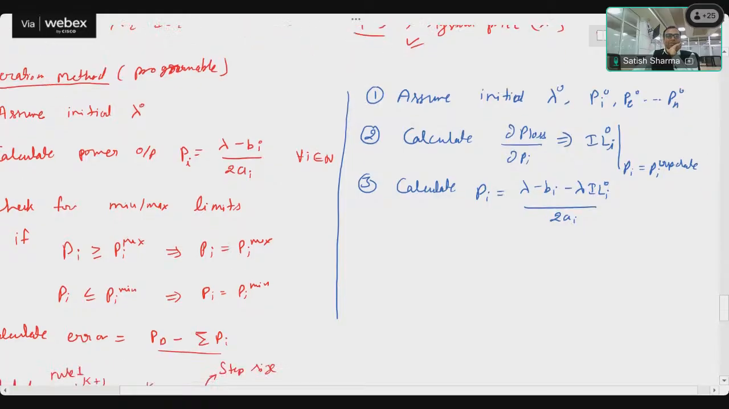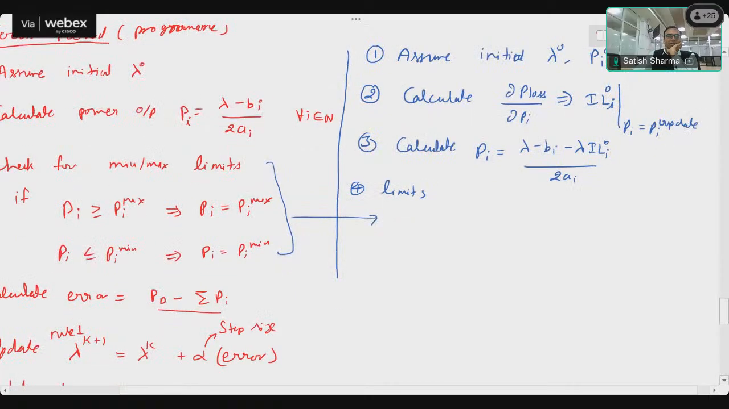Then this entire step will be repeated here, so I will not write it down. The fourth step is basically to check for limits. We will put those limits, and then we will look at the fifth condition. So we will calculate the error, and the error will be total demand plus total losses minus the summation of pi. These losses will be calculated from whatever pi is updated.